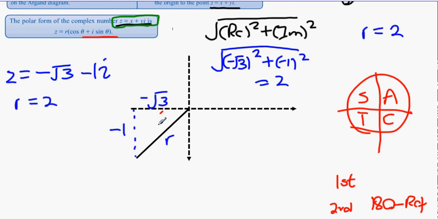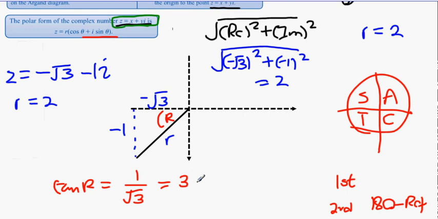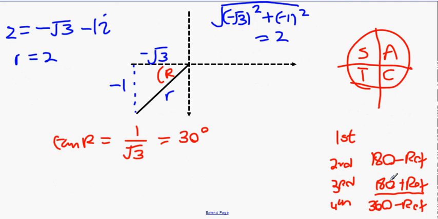Next thing we've got to find out is our reference angle, tan r. Tan r is equal to 1 over root 3, opposite over adjacent, and that's going to be tan inverse 1 over root 3. So tan inverse 1 over root 3, and what we get here is equal to 30. So that equals 30 degrees. Now this 30 degrees is in the third quadrant, and for the third quadrant we do 180 plus 30, which makes an angle of 210.